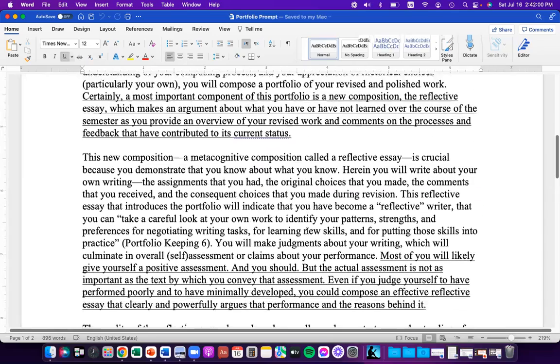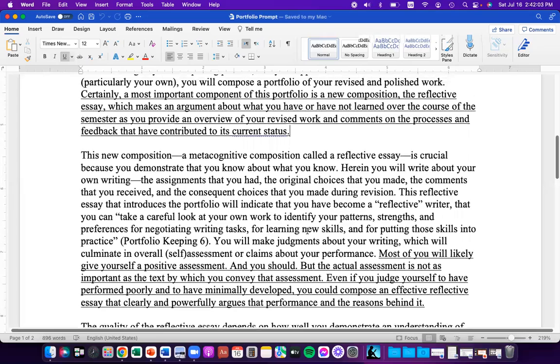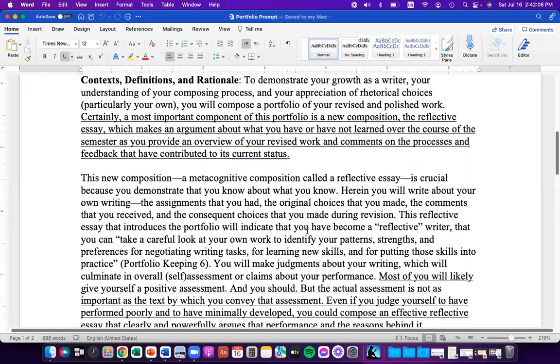These next few paragraphs here give you some background information. I've underlined the most important sentences. The most important component of this portfolio is the new composition, the reflective essay. Without that reflective essay, it can't grade you appropriately. It makes an argument about what you have or have not learned over the course of the semester, and provides an overview of your revised work, comments on the processes and feedback that have contributed to those essays, their current status, and the grades that they've gotten. What about your essays have earned the grade that they received?